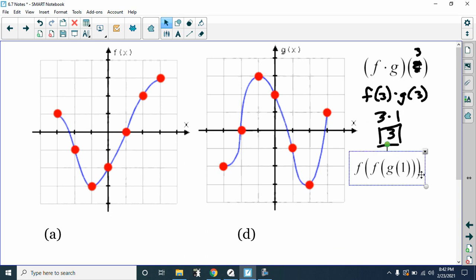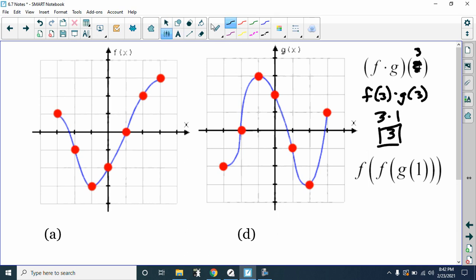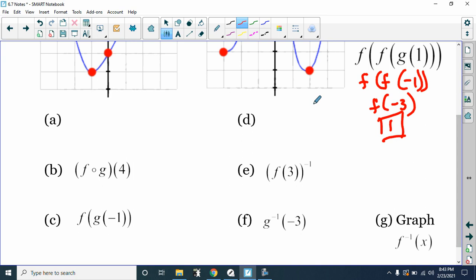We've done problems like this before, just quick review. F of g of 1. Start inside the parentheses here, g of 1. When x is 1, g of x is negative 1. So we replace g of 1 with negative 1 and copy the rest of it. F of negative 1, when x is negative 1, f of x is negative 3. F of negative 3 is 1. So nothing terribly new there. I don't think we need to do a bunch of problems like that.